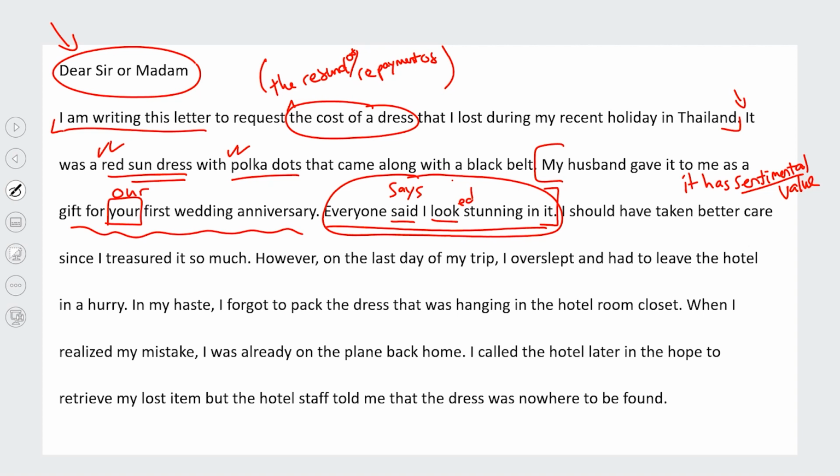Where did you buy it? Do you have the receipt that came with it? Had you registered it when you registered your travel insurance? Because when you buy travel insurance, they ask you, do you have any particularly valuable items that are coming with you? So you could say, I want to request a refund of a dress that I lost during my recent holiday in Thailand.